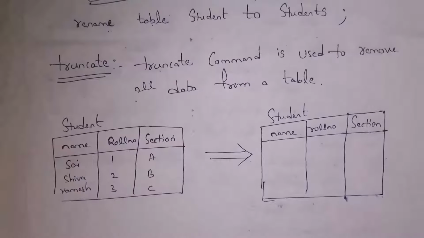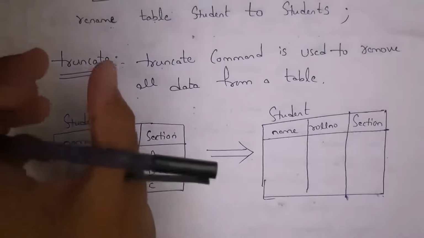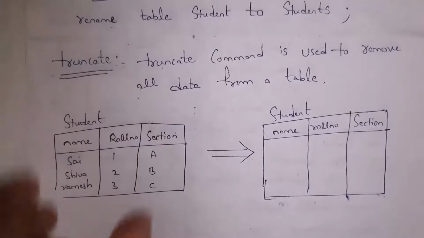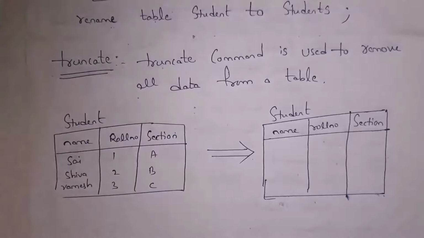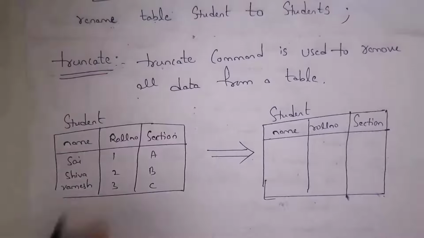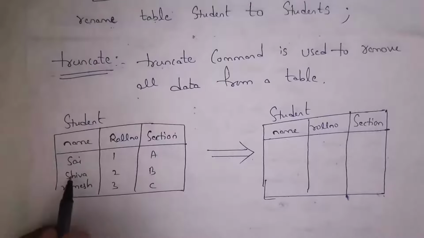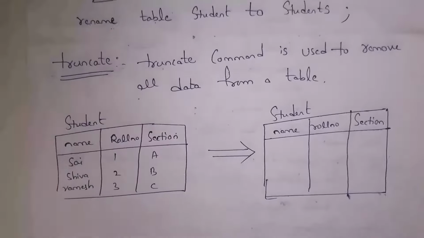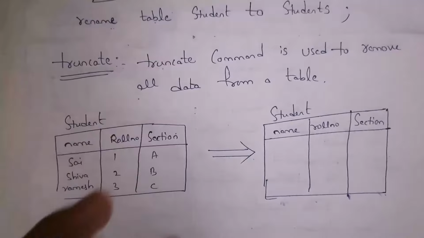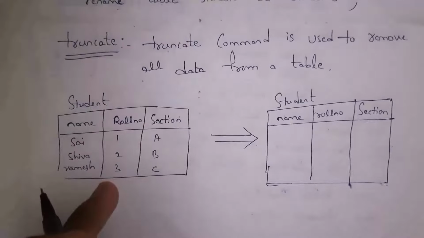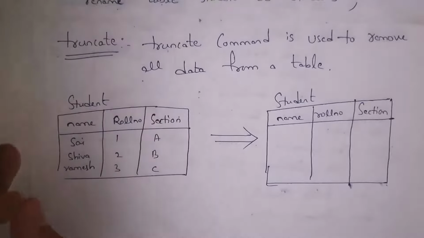Next I will explain what is the use of the truncate command. This truncate command is used to remove all data which is present in my table. For example, there is a student table. In this student table, there is some data like name Sai, roll number 1, section A, name Shiva, roll number 2, section B, and name Ramesh, roll number 3 and section C. Now I don't want to delete the table and I don't want to delete the columns. I just want to remove all this data which is present in my table.